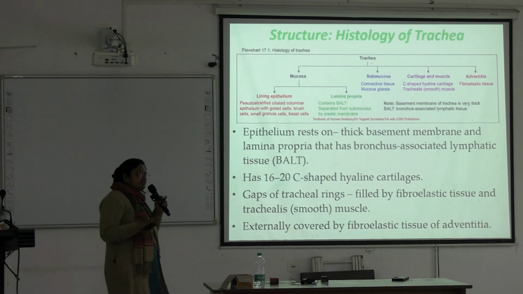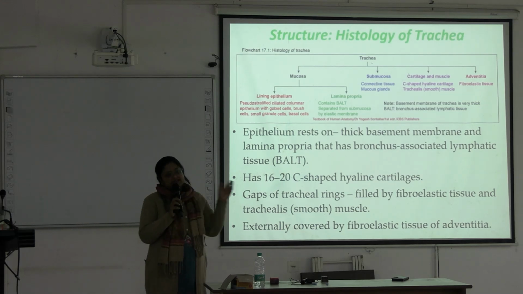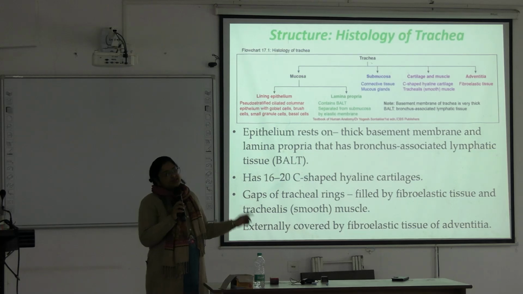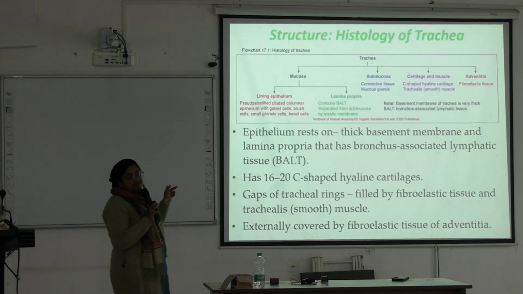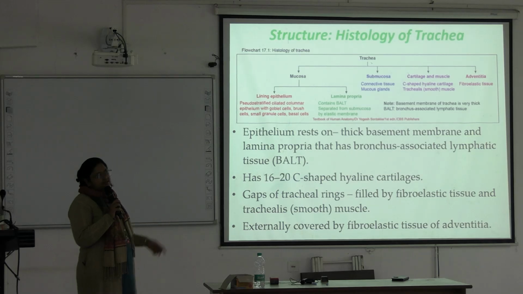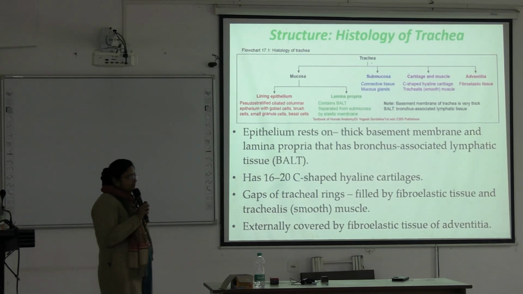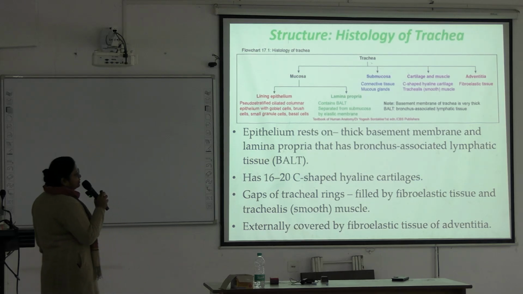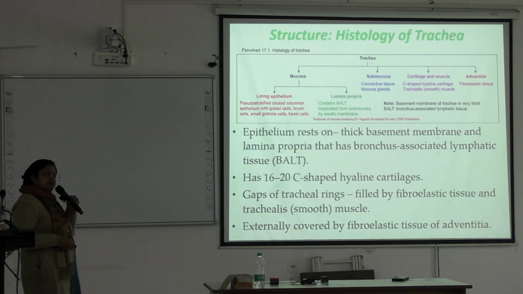You have seen during the section of hyaline cartilage histology, you have seen sections of trachea. Also, the epithelium, pseudostratified ciliated columnar epithelium, is present in the trachea only. And externally it is covered by fibroelastic tissue of adventitia.